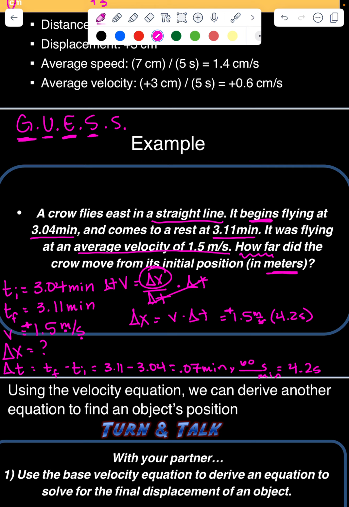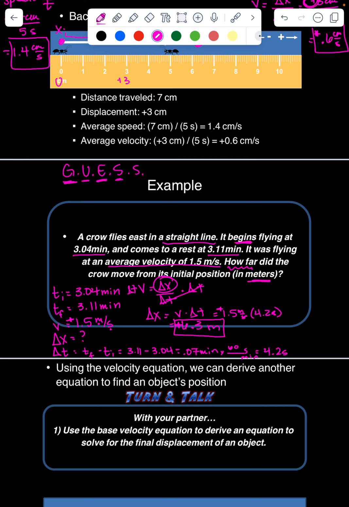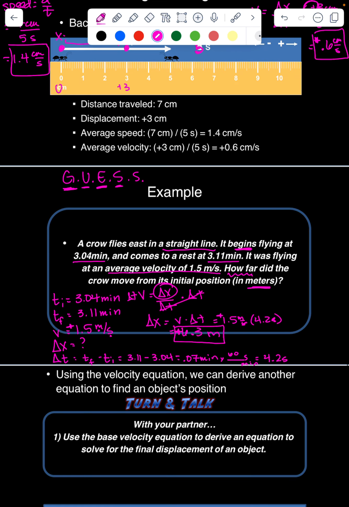All right, I want you to see here we have seconds on bottom, seconds on top, so they will cancel out. We multiply those to get 6.3 meters. Now, displacement is a vector quantity, so I have to add that direction to it. So I'll just add that plus at the very beginning. So my displacement was plus 6.3 meters. So this crow flew 6.3 meters in the positive direction in that time interval, going an average velocity of 1.5 meters per second.